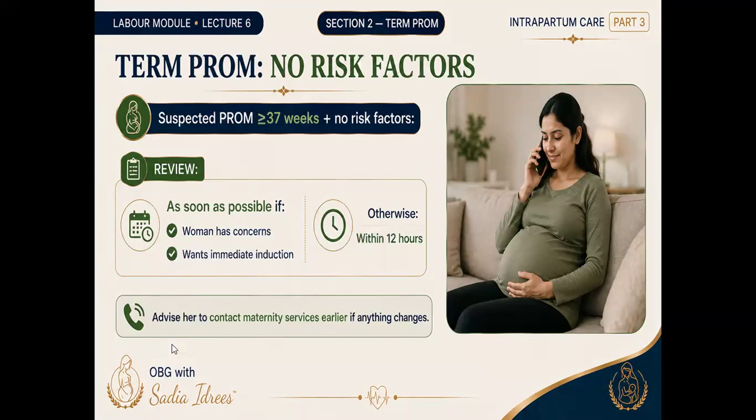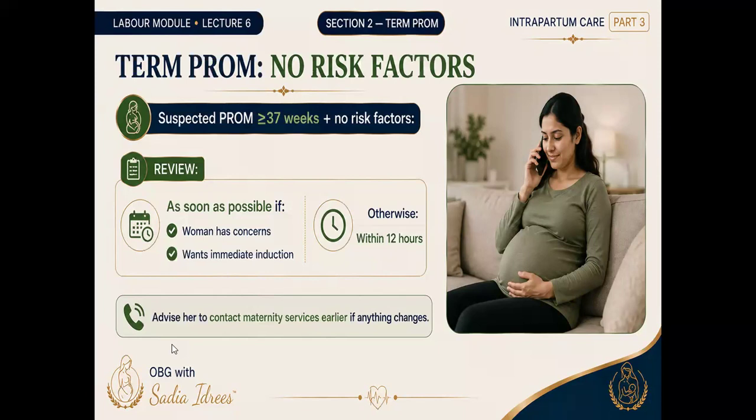Now, we talk about the situation where there is term rupture of membranes, but now there are no risk factors. Let's return to our original patient. She is at 38 weeks. Her waters may have broken. Liquor is clear. Baby is moving normally. No bleeding, no continuous abdominal pain. She feels completely well, and there are no other maternal or fetal risk factors.